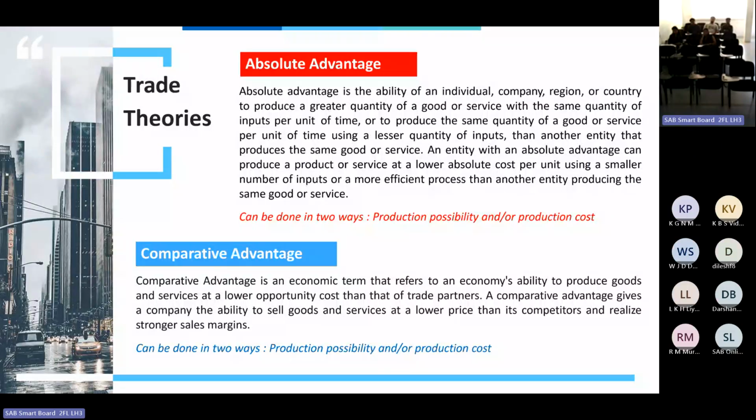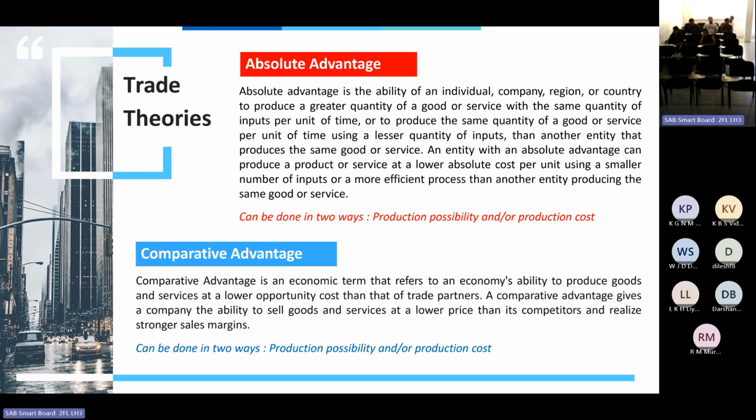We are considering what country is producing more number of products, right? What country is producing a high number of products by using the same level of resources? That is what the important part is. By using the same level of resources, which country is producing more products? So the country that is producing more products has the absolute advantage.